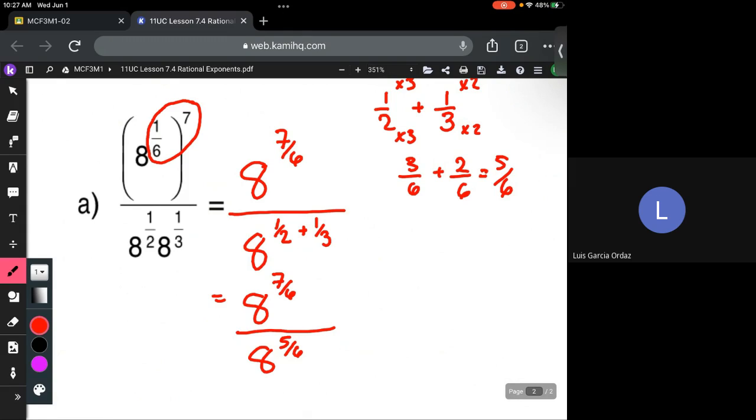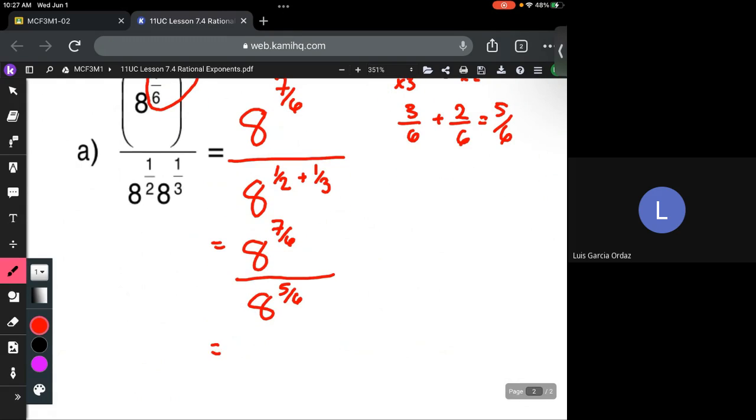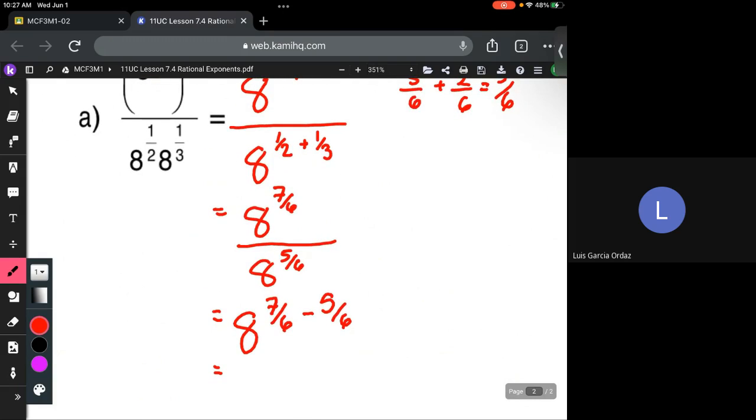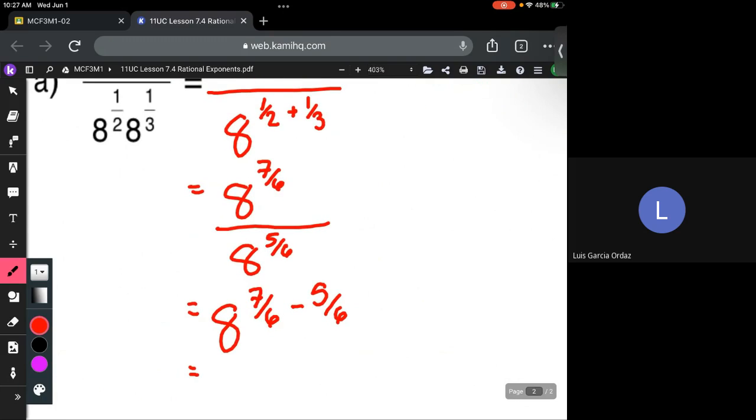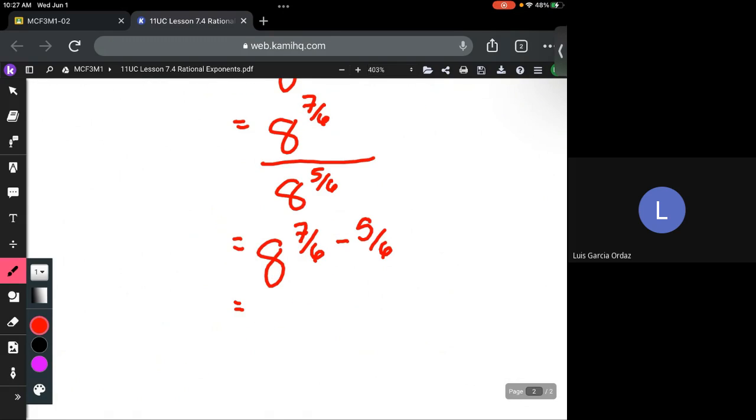So now the last step is we're dividing exponents with the same base. So what do I do with the exponents? Subtract. So 8 to the power of 7 over 6 minus 5 over 6, which gives me what? What's 7 over 6 minus 5 over 6? 2 over 6. Nope. You only subtract the numerators.